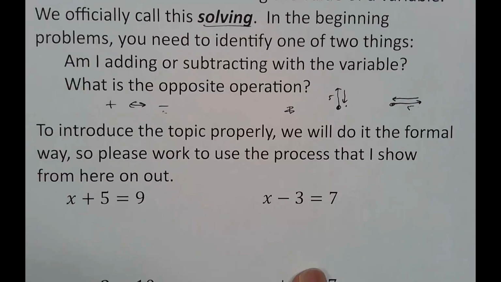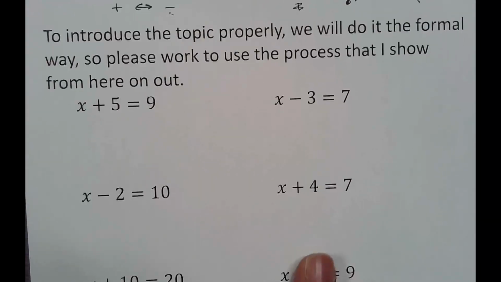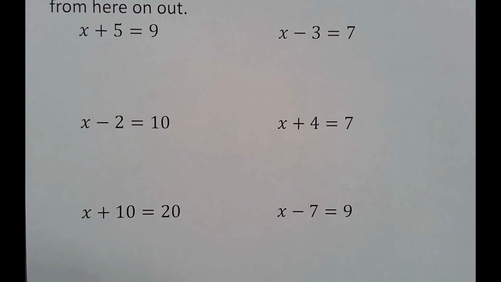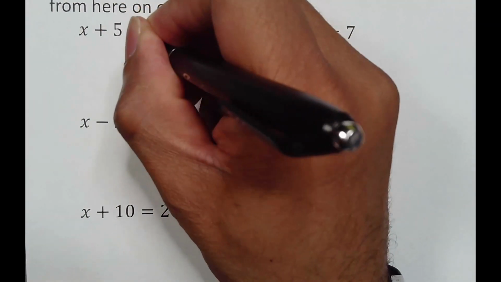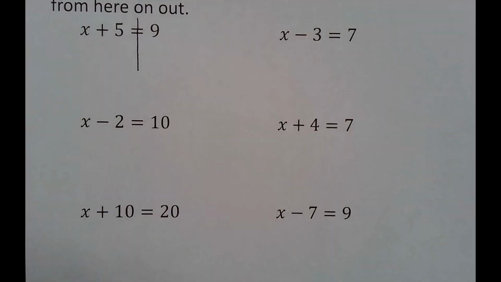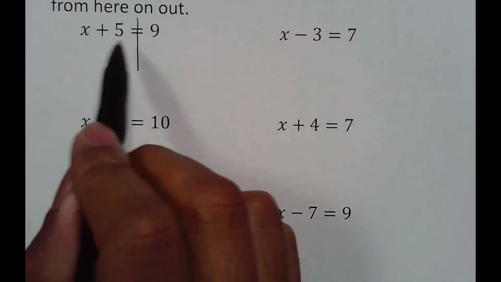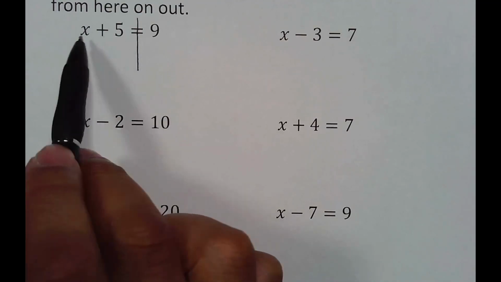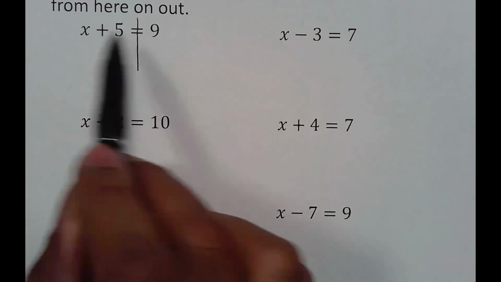Again, to introduce it properly, we're going to use the formal way. So even if your teacher isn't really making you do this, I guarantee you they're going to appreciate what's going on, and there's no need to confuse yourself by doing different things. Let's just do it the right way. The first thing you want to recognize is that this equal sign separates this into two sides. If I were you, just to start, I would draw that line. That way I can see that x plus 5 represents one side of it, 9 represents the other. What this means is that there's a number over here that makes this side equal to that.